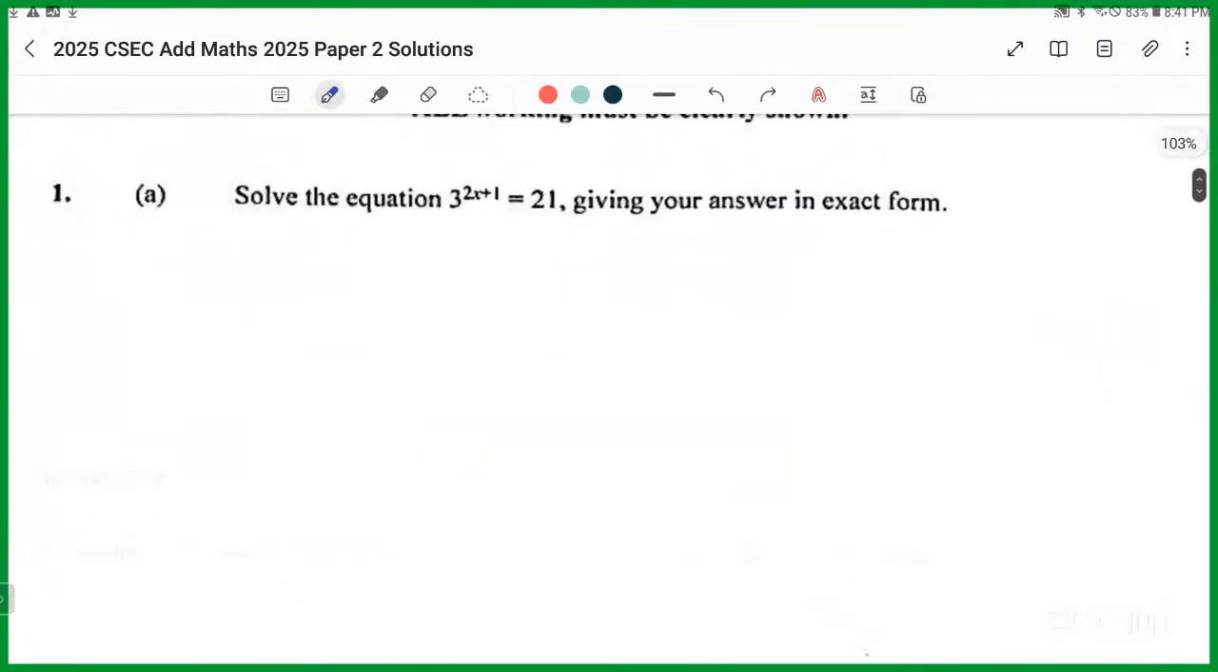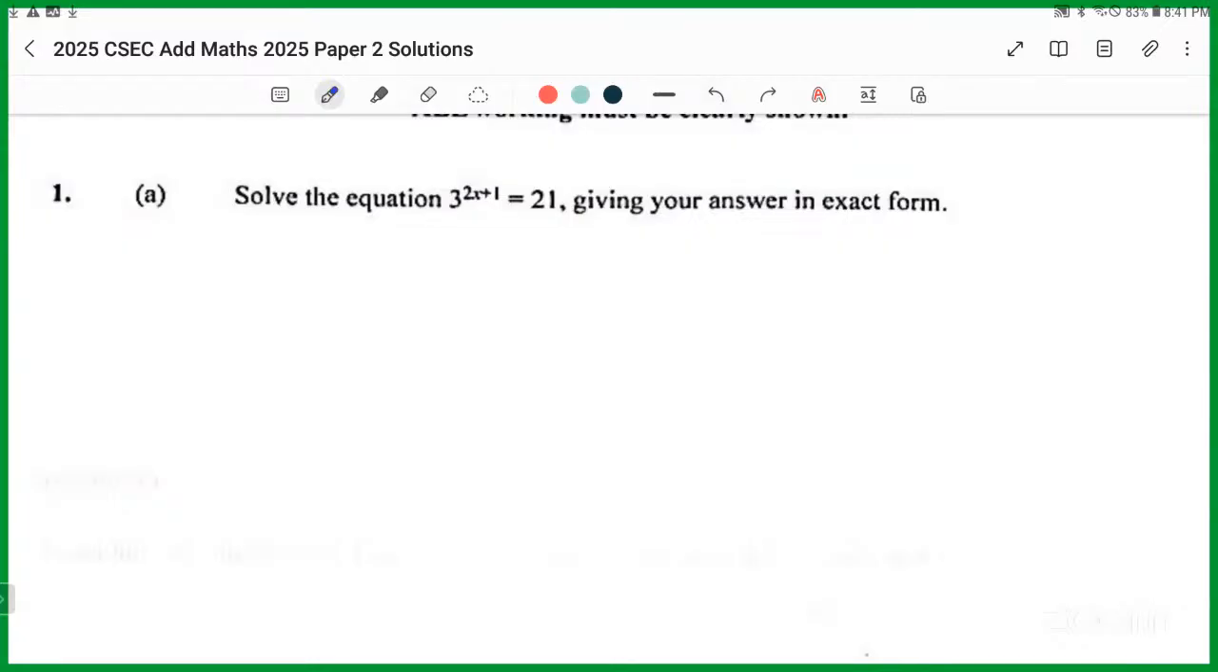We have to solve this equation. Solve means we have to find the unknown, which is x right there, given no answer in exact form, meaning no decimal. Now, when the thing that you're trying to find is in the power, you must take logs. Get it out of the power. You take logs on both sides.